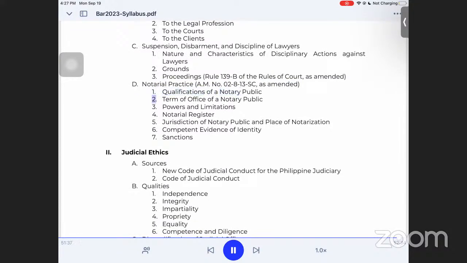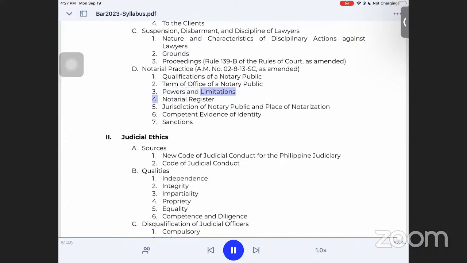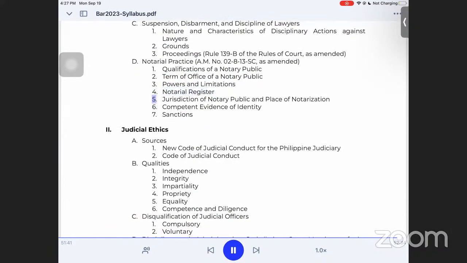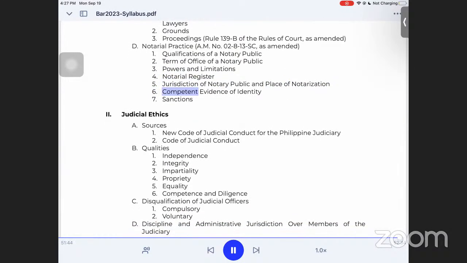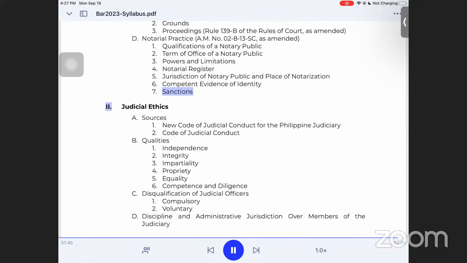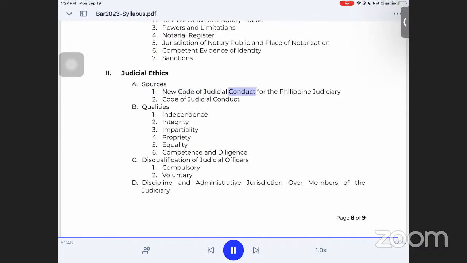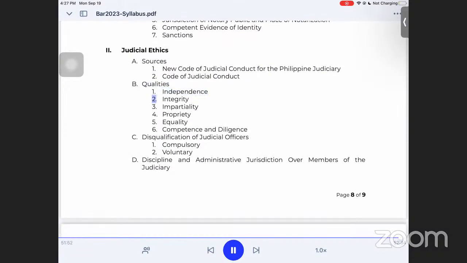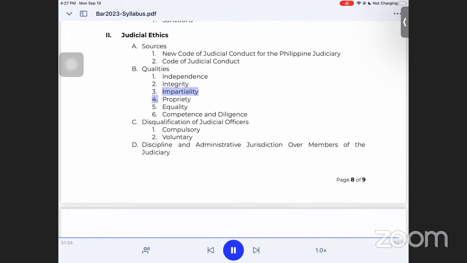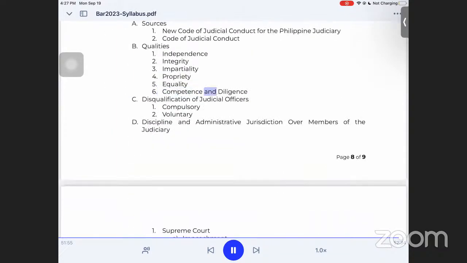1. Qualifications of a notary public; 2. Term of office of a notary public; 3. Powers and limitations; 4. Notarial register; 5. Jurisdiction of notary public and place of notarization; 6. Competent evidence of identity; 7. Sanctions. 2. Judicial ethics. A. Sources: 1. New Code of Judicial Conduct for the Philippine Judiciary; 2. Code of Judicial Conduct. B. Qualities: 1. Independence; 2. Integrity; 3. Impartiality; 4. Propriety; 5. Equality; 6. Competence and diligence.